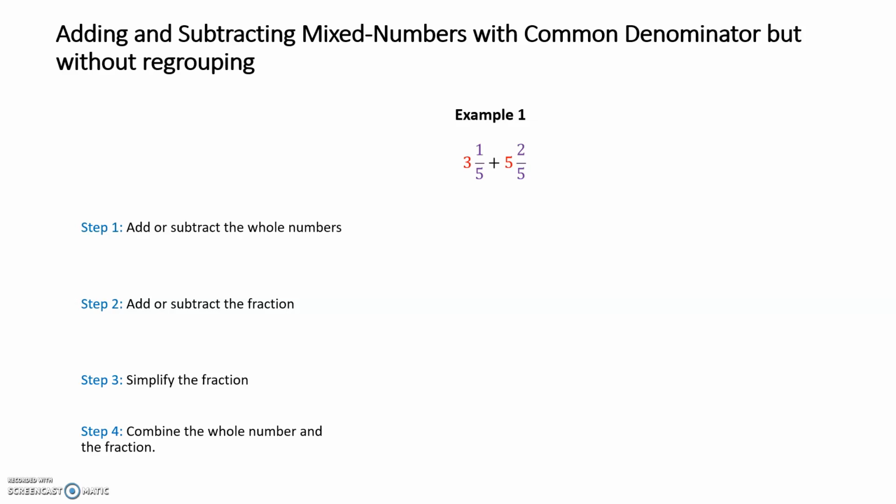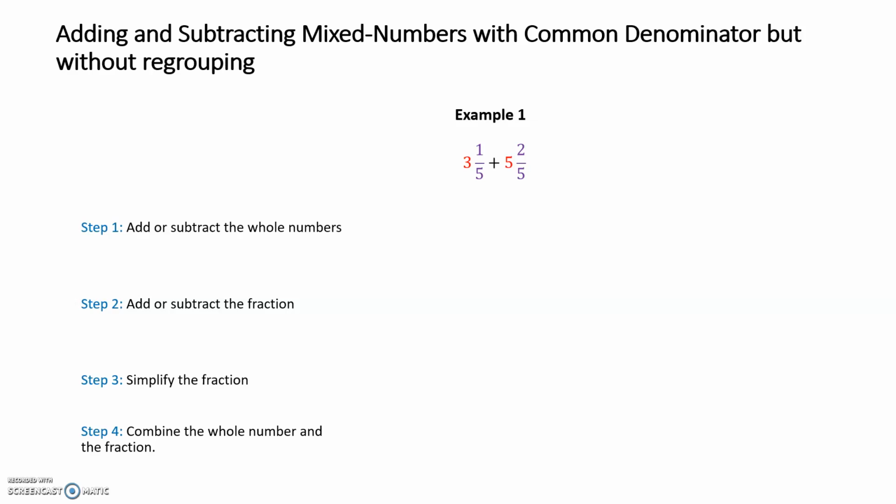So step one, you're going to add or subtract the whole numbers. I have 3 and 5. Those are my two whole numbers in this problem. Then I'm going to add or subtract the fractions. I have 1/5 and 2/5, and depending on what the problem is, I add or subtract. This is an addition problem, so we're going to add. Then we're going to simplify the fraction if we can. And then the last part, our answer, we're going to combine the whole number and the fraction.